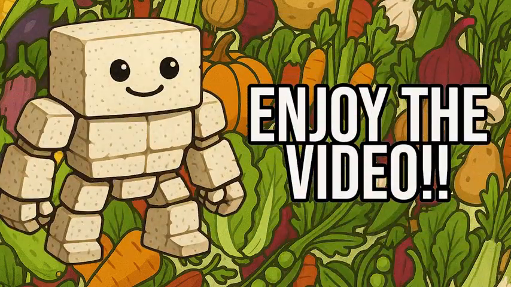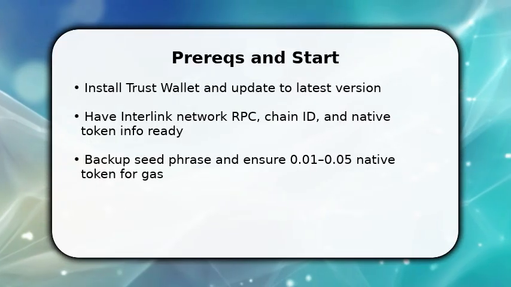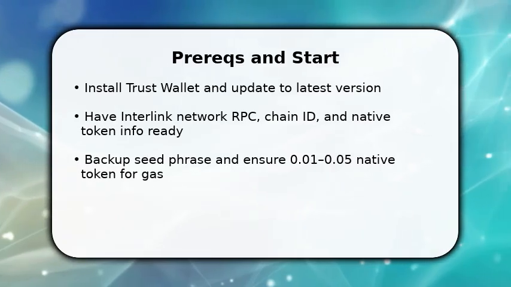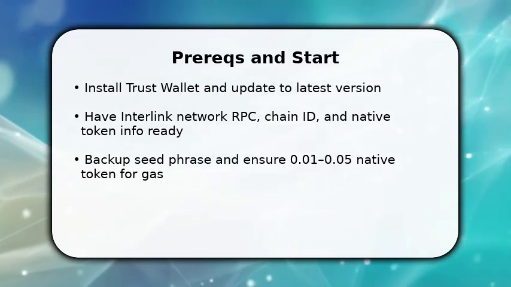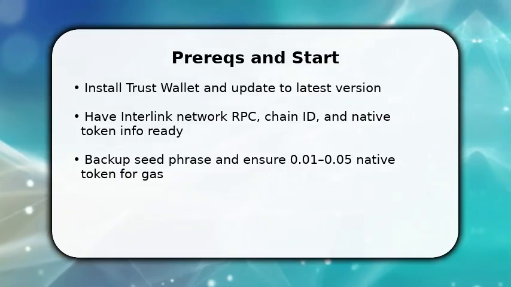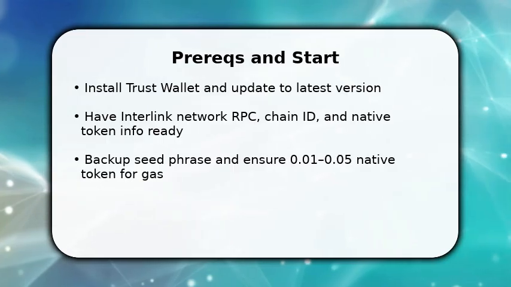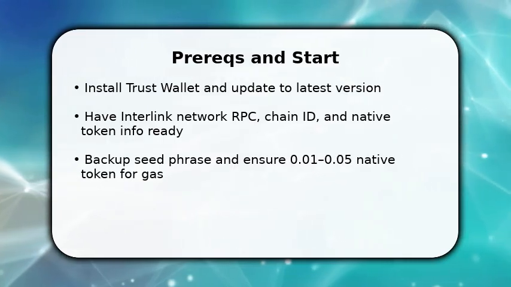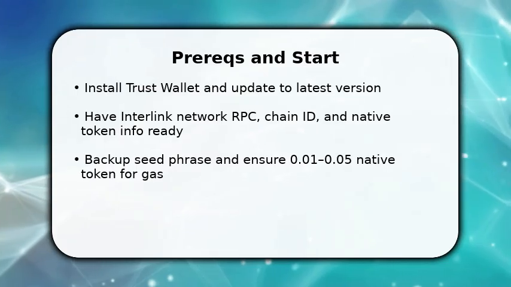Please enjoy the video. You begin by confirming prerequisites: Trust Wallet updated, seed phrase backed up, and enough native token for gas. Next, open Trust Wallet and tap Settings, then Wallets to select the wallet you'll use. Once done, choose Add Custom Network or Custom RPC in the app menu.